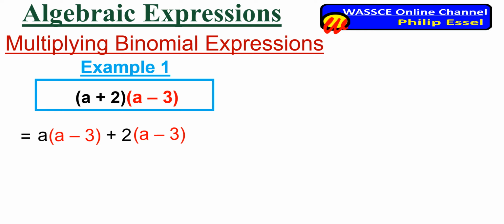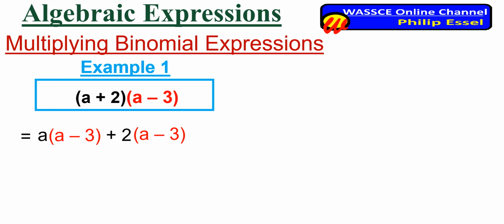The next step is to expand the expression by removing the brackets. For us to do this, we would multiply the a outside of the bracket by the a inside of the bracket, then afterwards we multiply it by the negative 3. When we are done, we'll take the positive 2 outside of the bracket, multiply it by the a inside of the bracket, then we'd also multiply it by the negative 3 inside of the bracket. So that's what we are going to do.